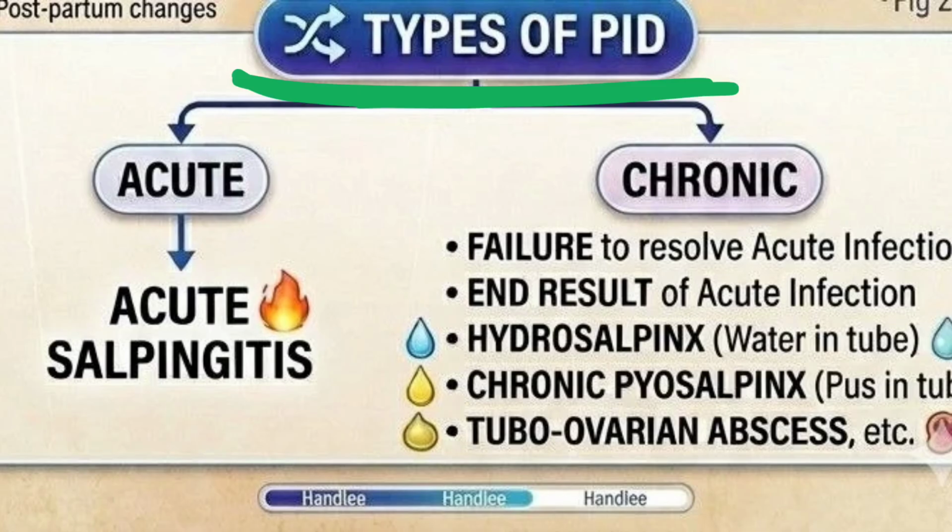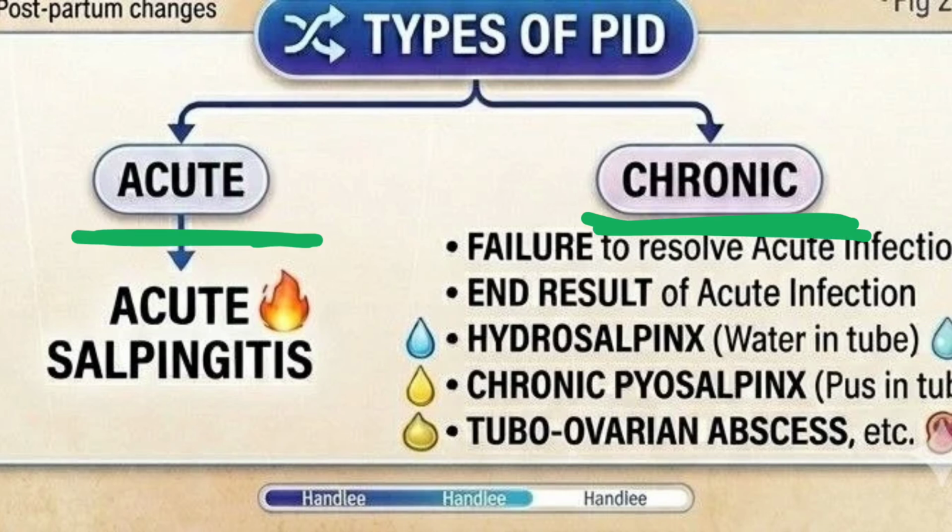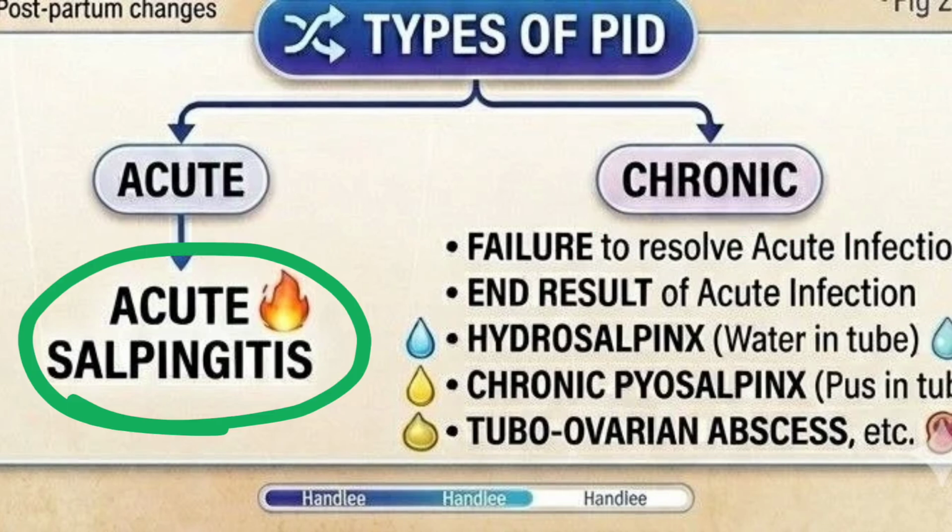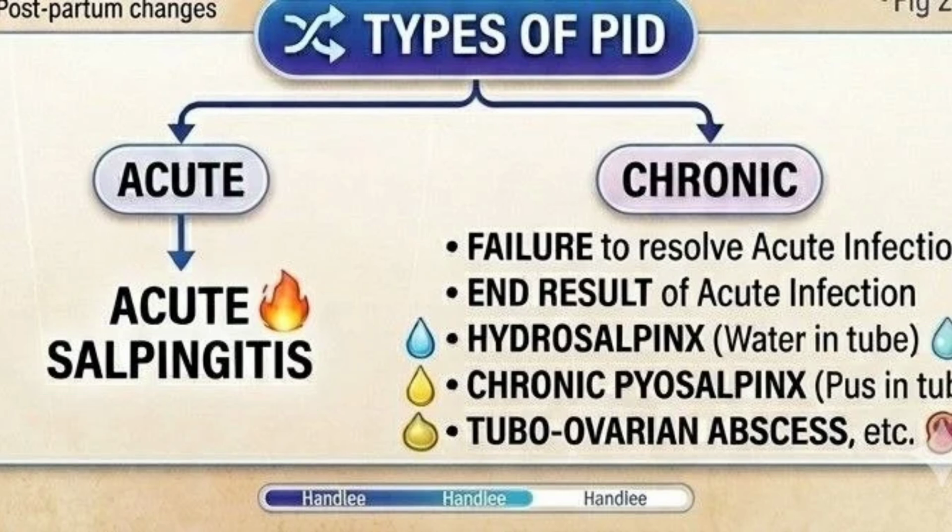So, finally, let's talk about how PID presents itself. It is divided into two main types: one is acute and the other is chronic. Acute PID is a sudden, sharp, and aggressive form of PID. A classic example of this type is acute salpingitis, which is a severe, painful inflammation of the fallopian tubes. Now, if an acute infection isn't treated properly or fails to resolve, it turns into a chronic PID.